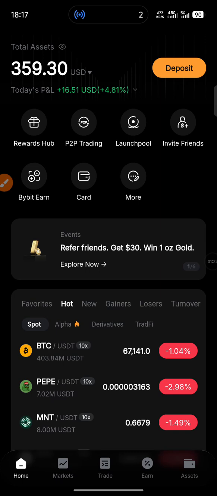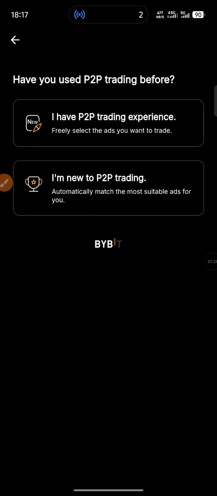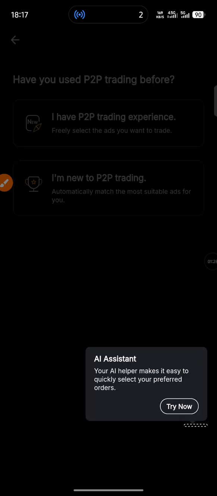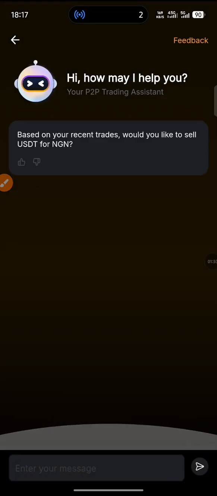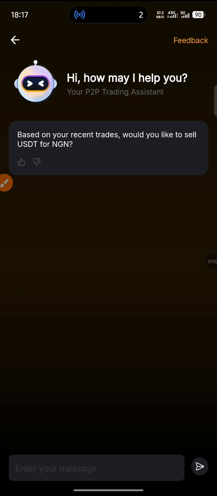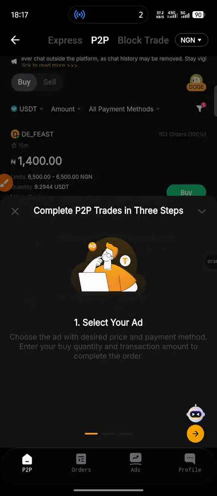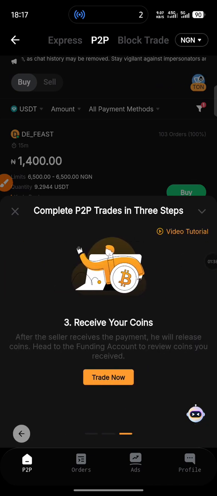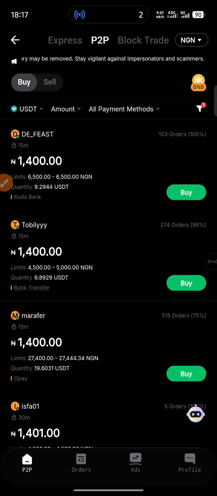So the moment you have your account verified, the first thing you need to do is navigate to this P2P transaction. This is where you can actually buy and sell. This is the best and the simplest way to fund your Bybit account.